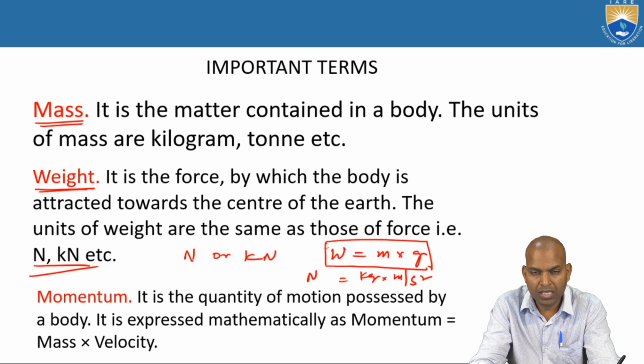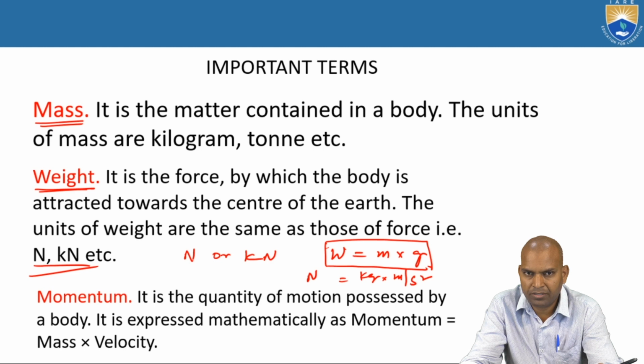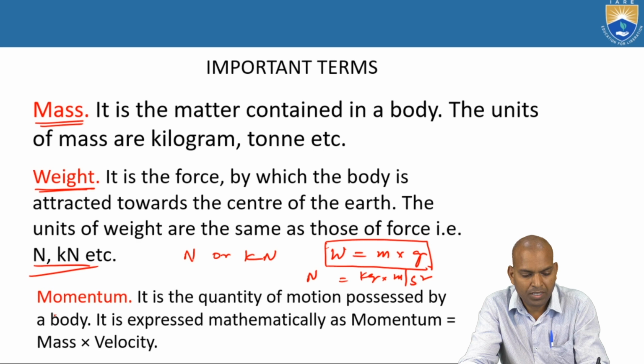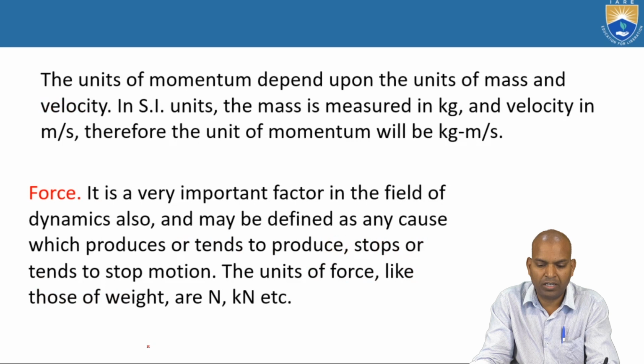Here, one more thing: the body also has a certain velocity. Mass times velocity is known as the momentum. What is the momentum? The momentum is the quantity of motion possessed by a body. The body means matter, the motion means velocity. That's why the momentum is the product of mass times velocity. So mathematically, momentum equals mass times velocity.